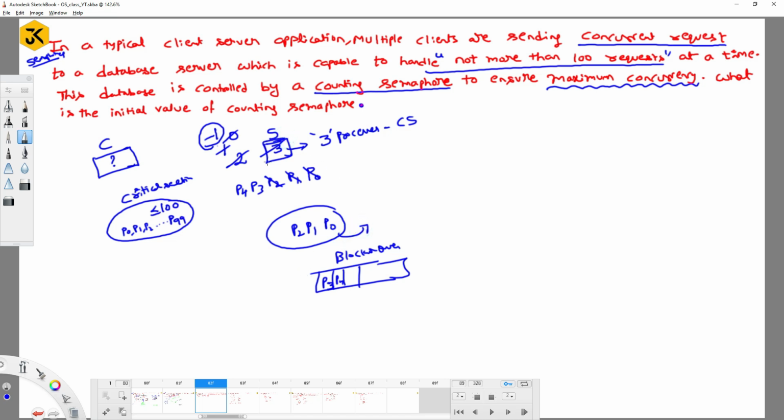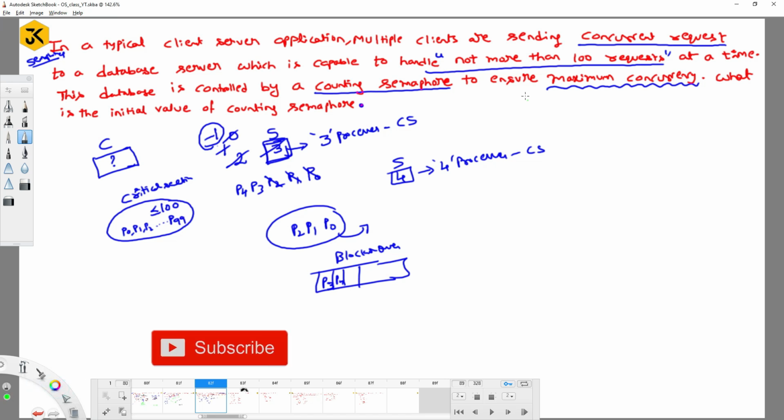Which means that when the S value is 3, 3 processes will enter. When the S value is 4, 4 processes will enter the critical section. Now, according to the question, how many processes want to enter the critical section at maximum concurrency? 100 processes, 100 requests, which means the value of the counting semaphore should be 100. So the answer will be 100. If 100 is the initial value, then I can allow 100 requests at the same time with maximum concurrency, right? Hope you understood this video clearly. Thank you.